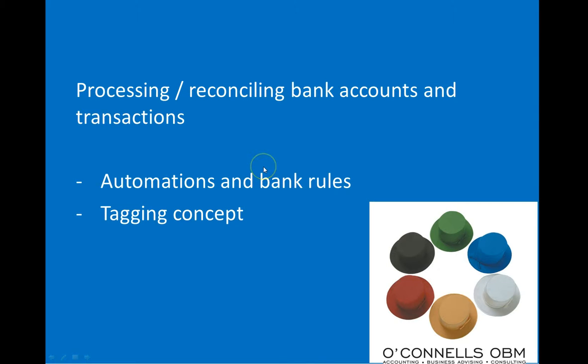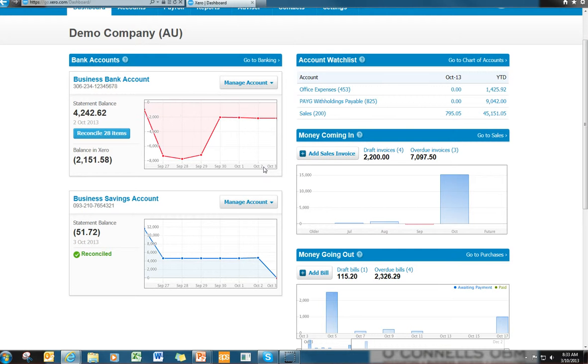The key benefits of Xero is in the processing and reconciling bank accounts and transactions. This has many functionalities, including automations and bank rules, and we also have developed a tagging concept. When it comes to looking at the bank accounts in Xero, it's an easy process. We can see on the left here, we have the two different bank accounts that have transactions going through. What we can do is actually click into one of these accounts and see how Xero works with the bank feeds.